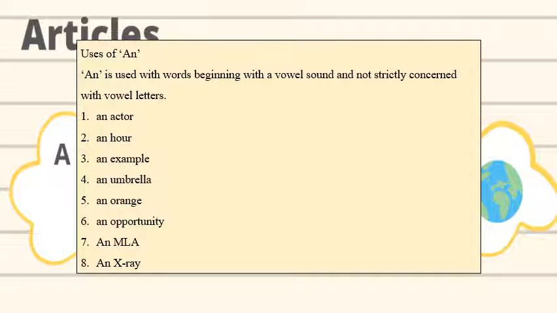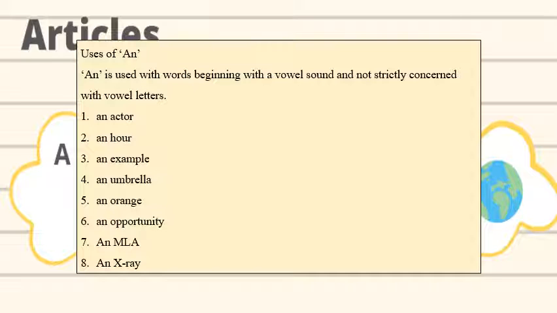Now see, uses of an. An is used with words beginning with a vowel sound. Again, it is the sound, not the letter. Note that. Okay, see here, an actor. A is a vowel sound. Then here, an hour. It starts with H, but H is silent over there. We say hour, not hour. So that's why we use an over there. Hour means it is a vowel sound.